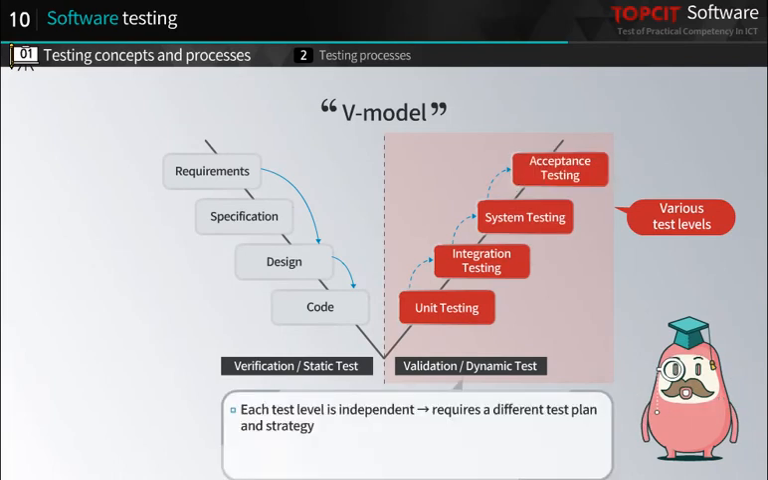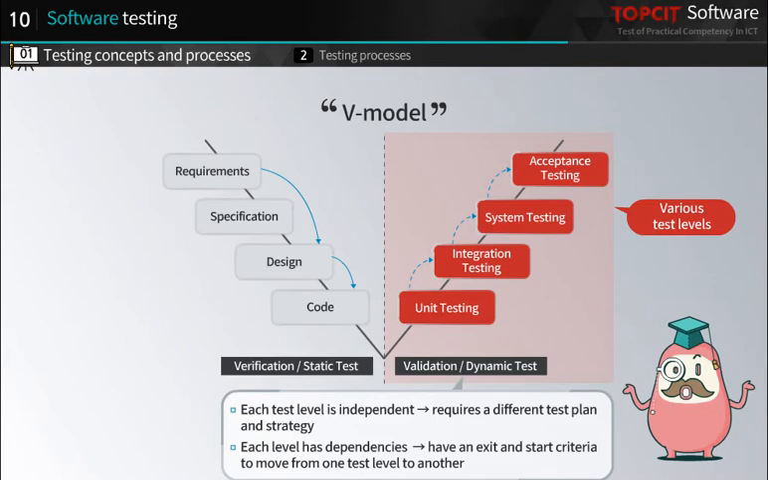Each test level is independent of each other and requires a different test plan and strategy. Also, because each level has dependencies on each other, you must have an exit and start criteria to move from one test level to another.